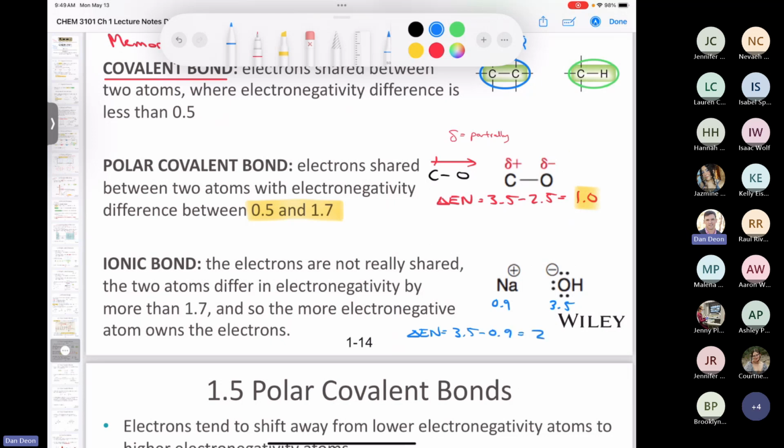That gives us 2.6. Wow, that's huge. That's way bigger than 1.7. And so the difference is so large, we say this is an ionic bond. So we have a full-on cation and a full-on anion.